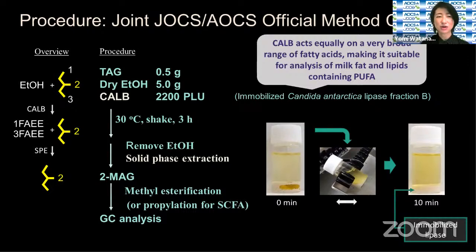At the start of the reaction, the mixture is two phases with the oil separated at the bottom. After 10 minutes of shaking, the mixture becomes homogeneous. In the reaction, the fatty acids at the SN1 and 3 positions are selectively removed and converted into fatty acid ethyl ester. The resulting 2-mag molecules are stable in the dry ethanol mixture.